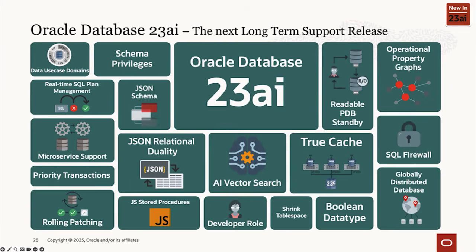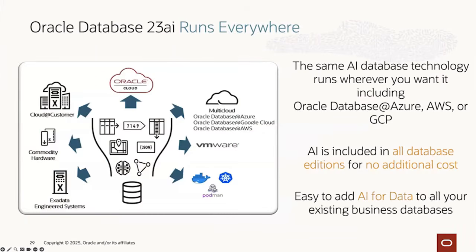Some of the marquee features in 23 AI include the JSON relational duality, AI vector search, true cache, and SQL generation with Select AI. And additionally, Oracle Database 23 AI runs everywhere, whether that's Cloud at Customer, on Exadata engineered systems, on OCI, VMware, multi-cloud, which is really great.